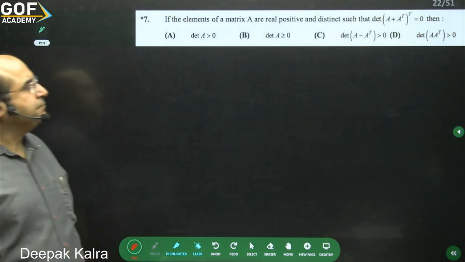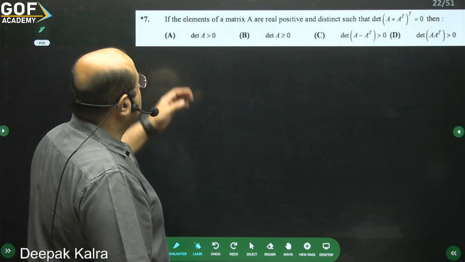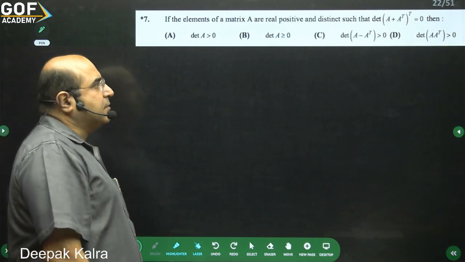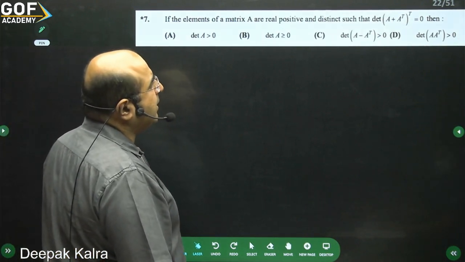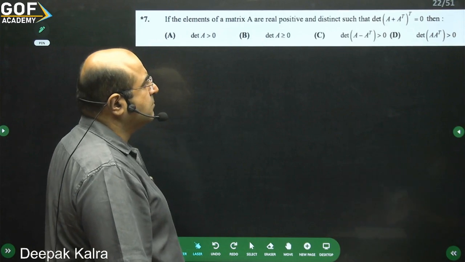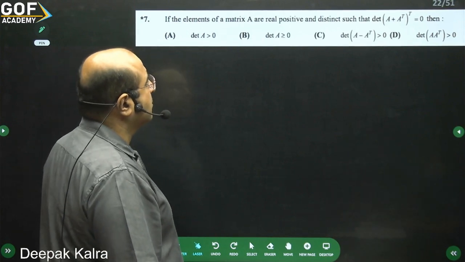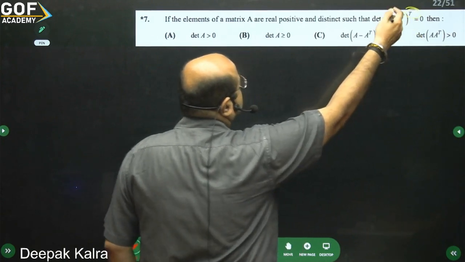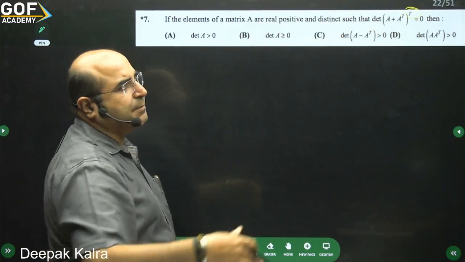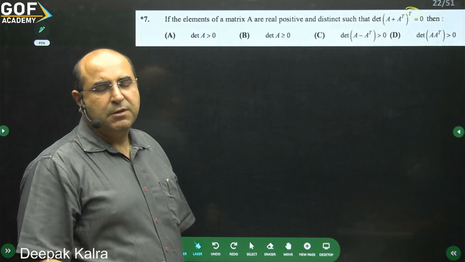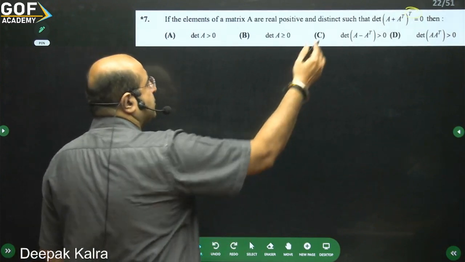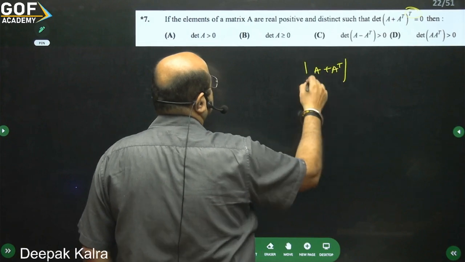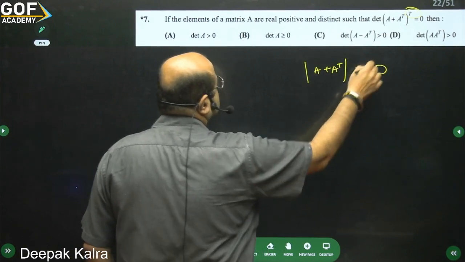Seventh one. If the elements of this matrix A are real and positive and distinct... Determinant. Have you done this question? It doesn't make any difference whether you do transpose of a determinant or no transpose. Hardly makes any difference. To remove that, you talk about only A plus A transpose determinant value. And it is being given as 0.